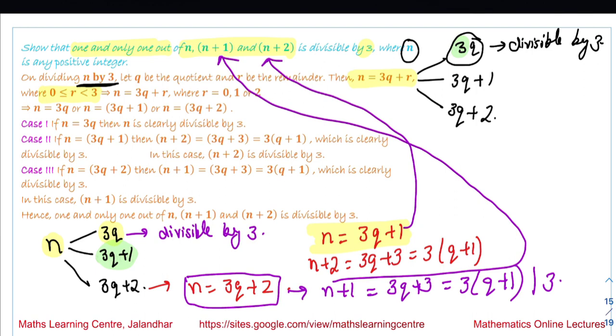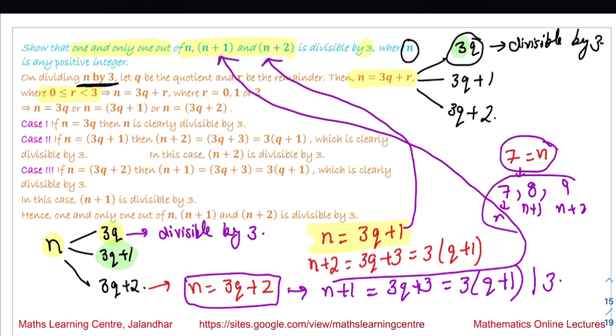I am again repeating, what we wanted to prove is that one out of n, n plus 1 and n plus 2 is divisible by 3. Suppose I am talking about the number 7. So we are saying this number 7 is equal to n. So we are talking about 3 numbers. One is 7. The next number is 8, that is n plus 1. This is n, and the next number is n plus 2, that is equal to 9. So we are saying for any number n, one and only one of these 3 numbers is divisible by 3.